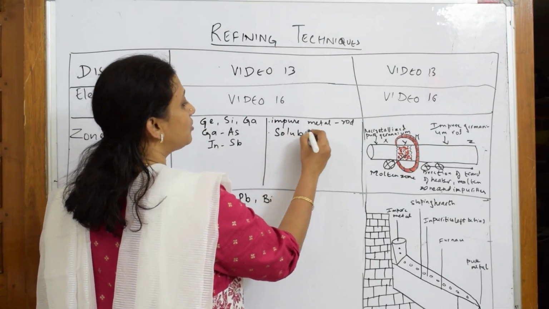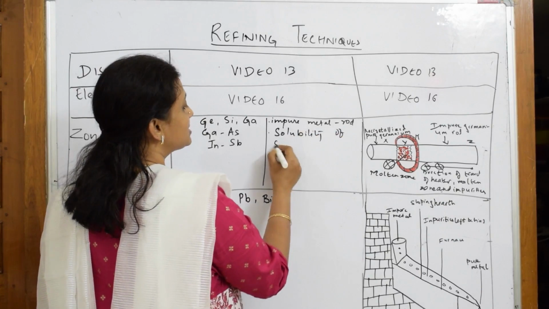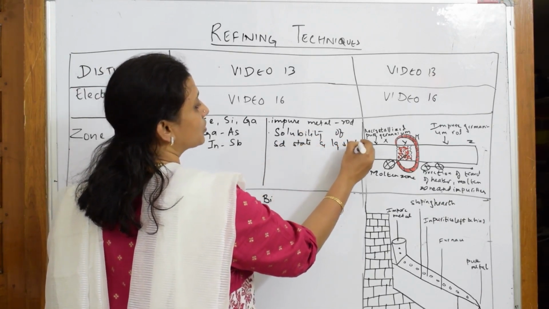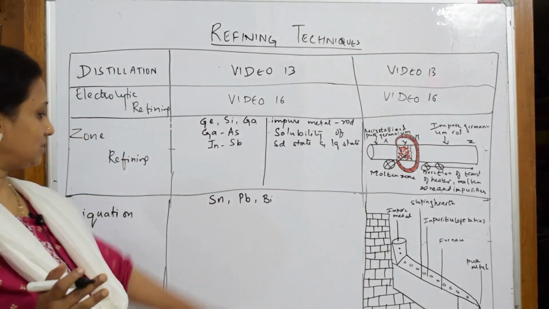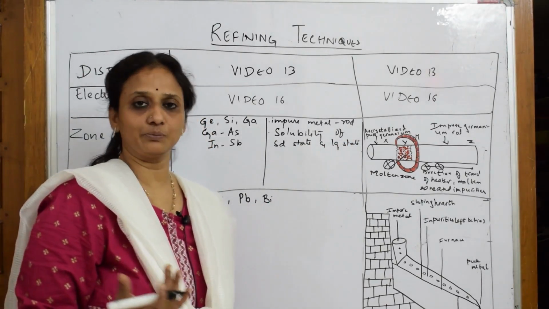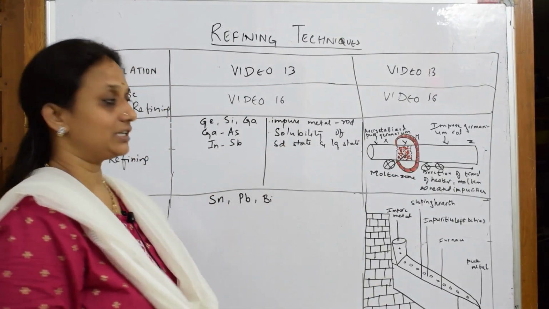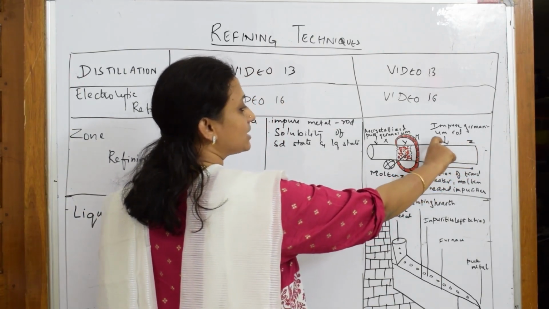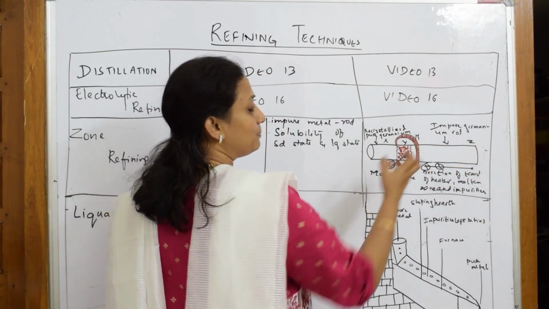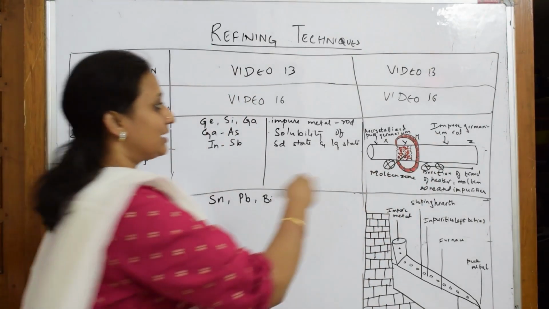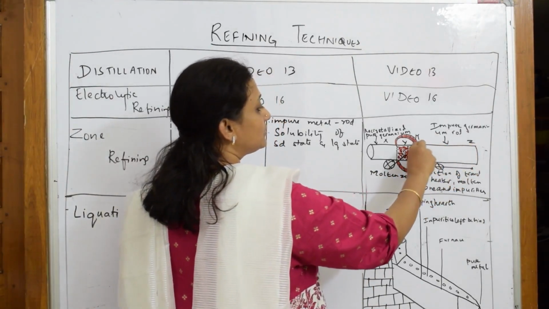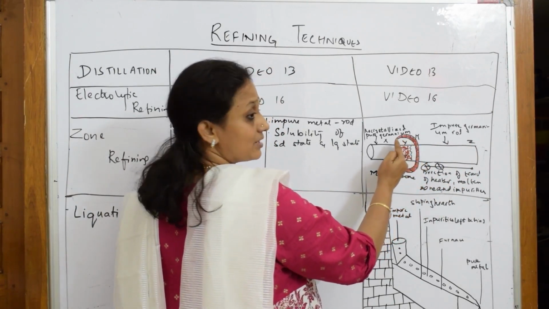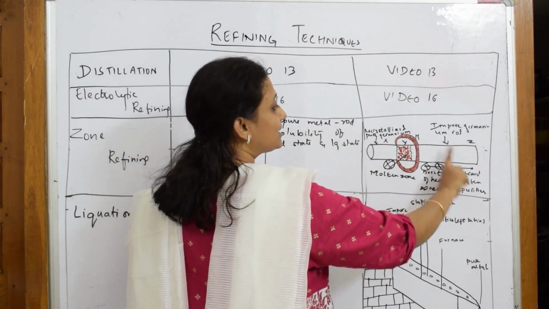So the solubility of the solid state and the liquid state of the ore. This is what is taken into consideration. Here in liquation, we speak in terms of melting points. Here we are going to speak in terms of solubility. So what happens when the rod is moving in this direction? When the roller is moving in this direction, all the impurities which are present in the metal also move along with this roller. As the roller moves down and down, all the impurities get collected to one side.